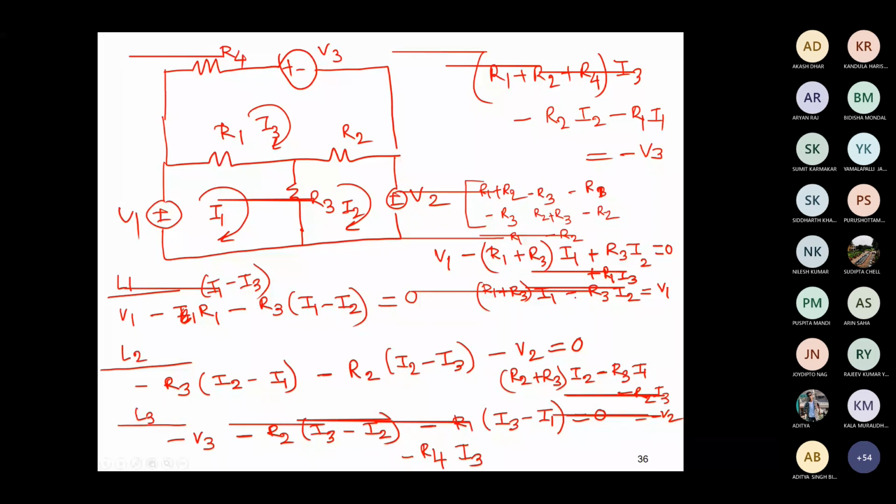R1 plus R2 plus R4 you can write here. That, into I1, I2, I3, is equal to V1, V2, and V3, and you have to put the direction accordingly. Here it is plus V1, for the I2 it is minus, for the V3 also it is minus, so you can put it like that: equal to V1 minus V2 minus V3. Okay, so you can get the matrix.